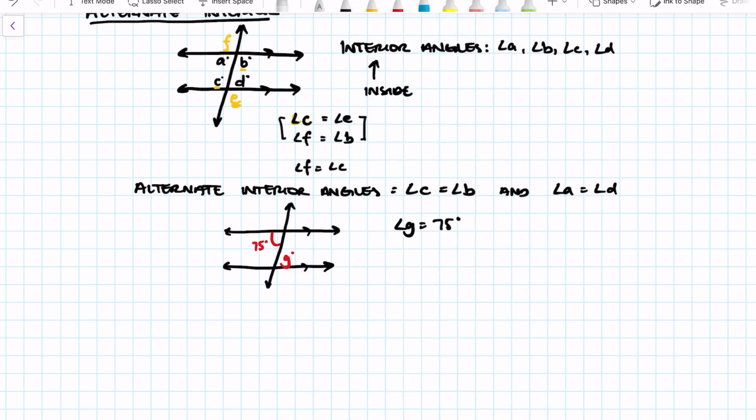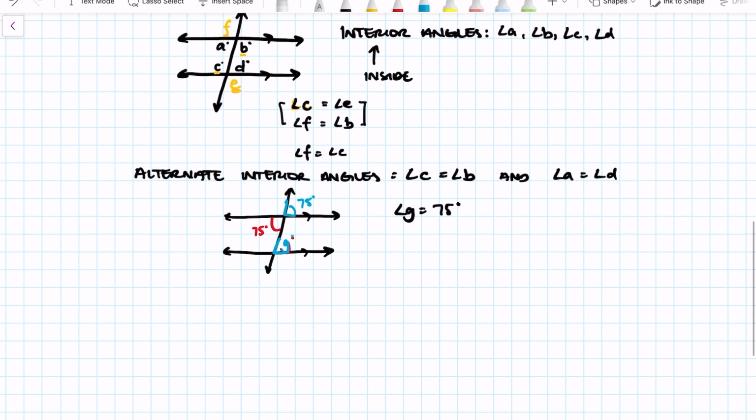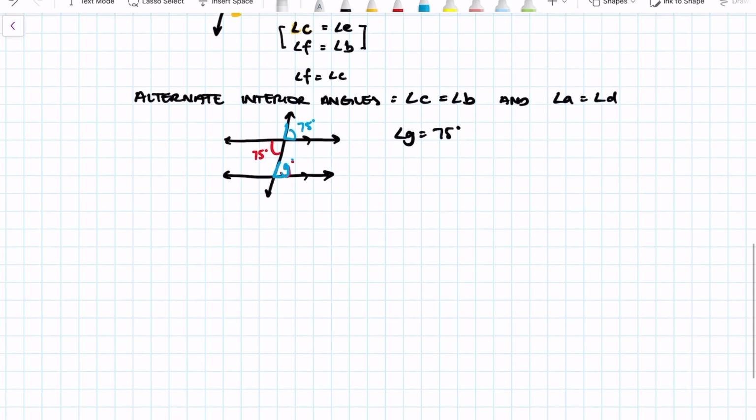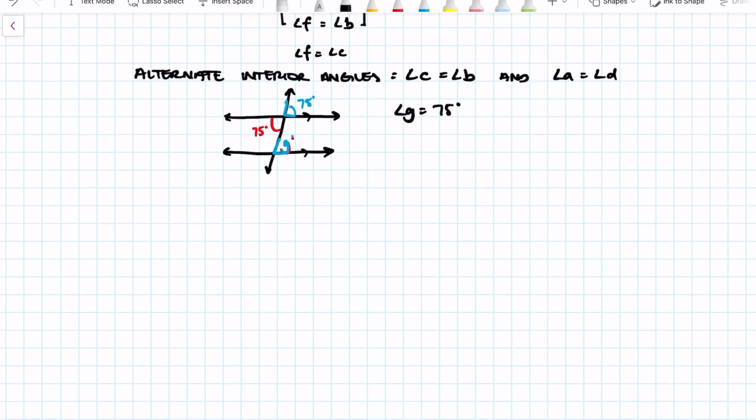You'll know that this angle across must also be 75 degrees. And because this angle matches this angle because they're parallel lines, therefore G must also be 75. But as we mentioned, we already have a new rule, and that is alternate interior angles, and the fact that they are the same.